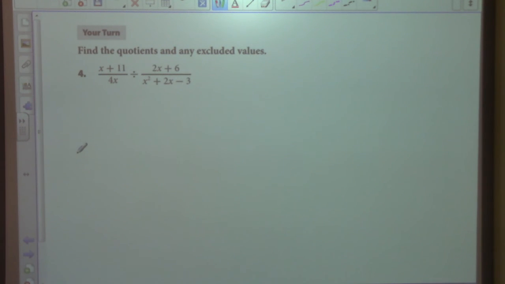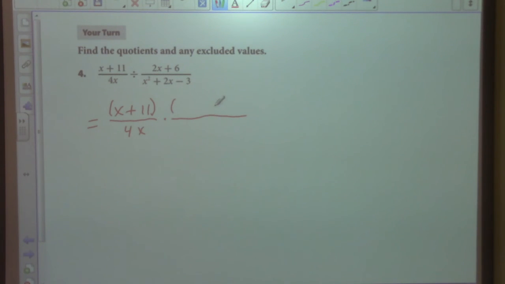What's the exponent on the x in the denominator of the right fraction? That's a 2, right? So we're going to do a rewrite, and basically these division problems are very similar to multiplication problems, except instead of dividing by this, we're going to multiply by its reciprocal.